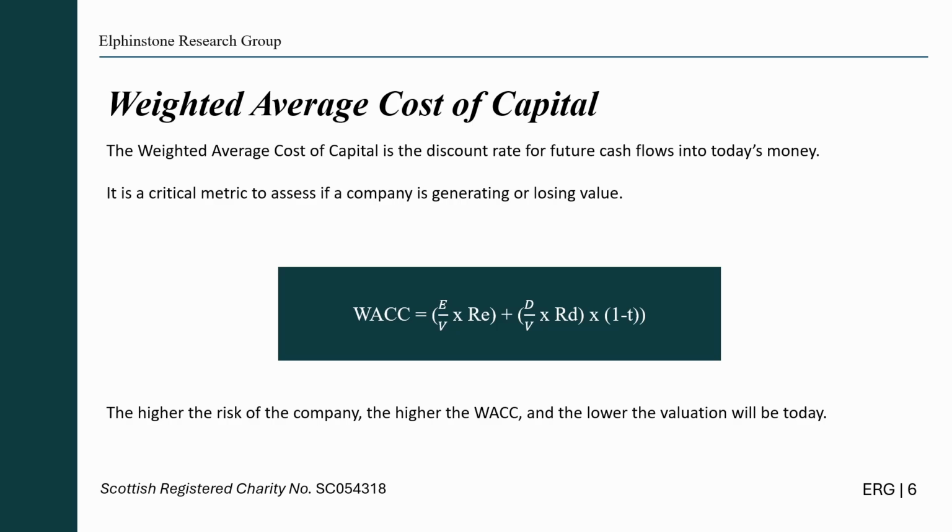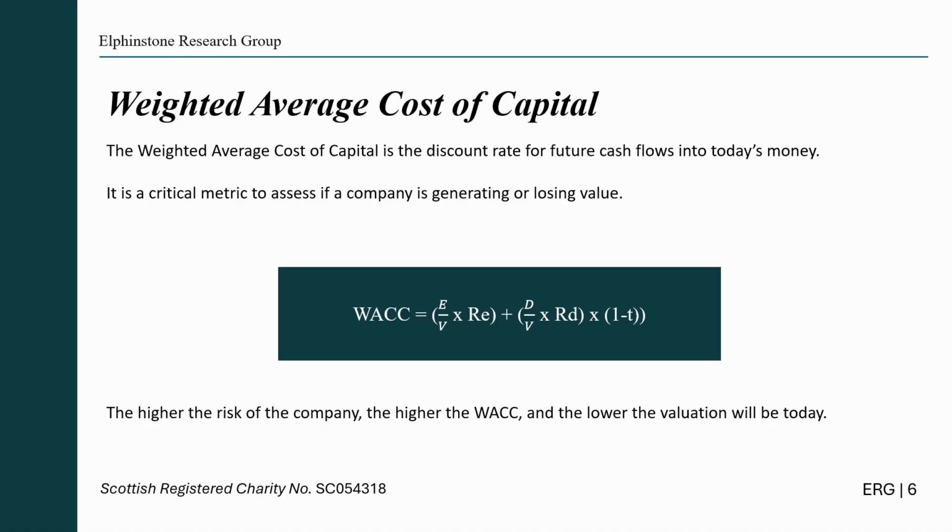So it starts off with the fraction E over V. E stands for the market value of the firm's equity, or the market cap, divided by the total value of the capital, equity plus debt. And this fraction represents the percentage of capital that is equity. We multiply that by the cost of equity, the required rate of return. The cost of equity is calculated using the CAPM, the capital asset pricing model, which is the rate of return an investor requires in order to compensate for the risk of investing in the stock.